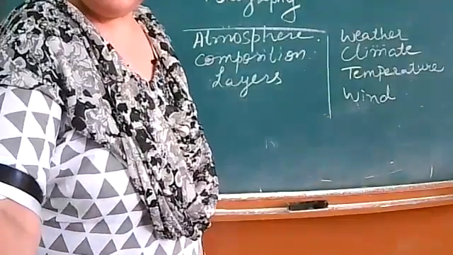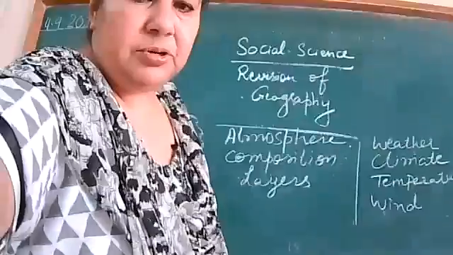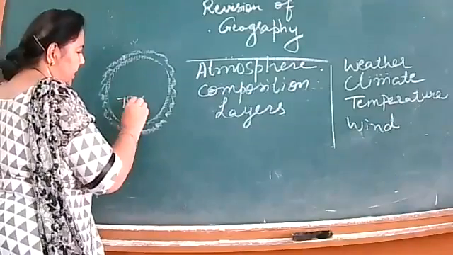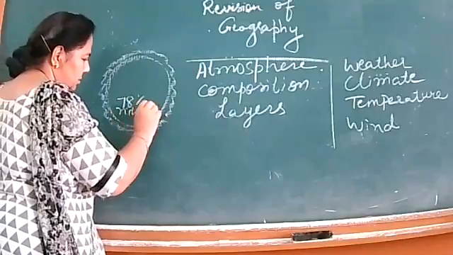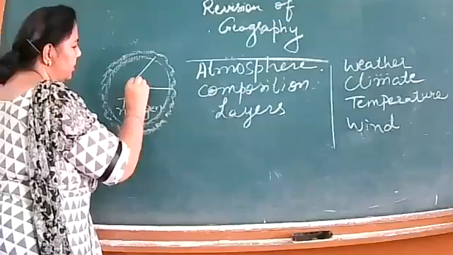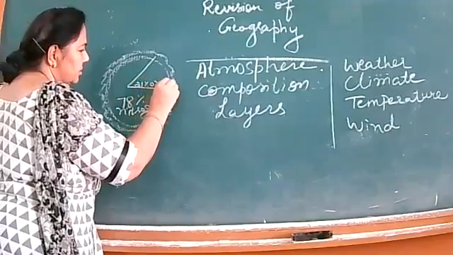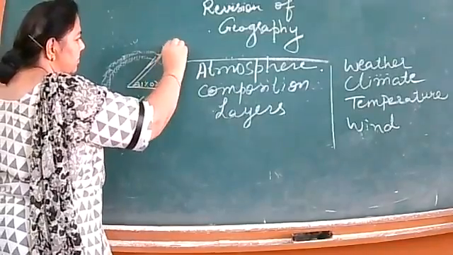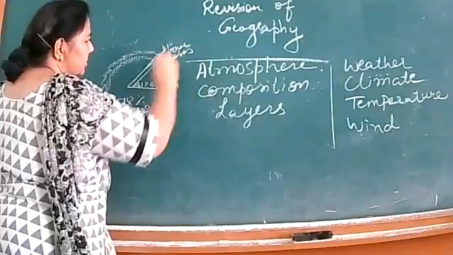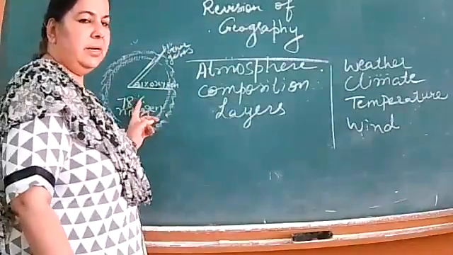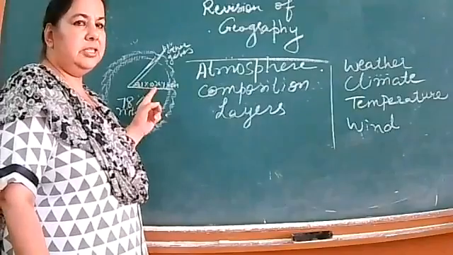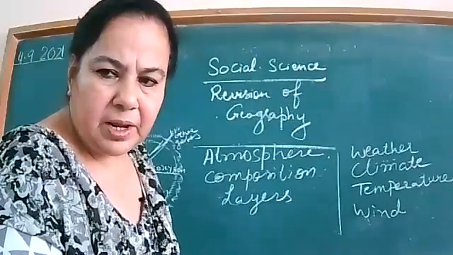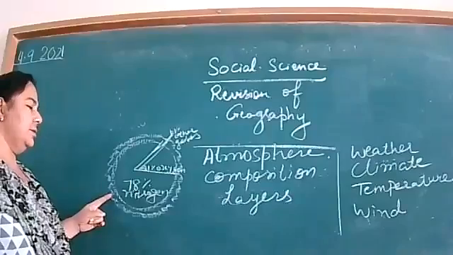Next is composition of atmosphere. So first of all, 78% nitrogen, 21% oxygen, 1% other gases. 78% nitrogen, 21% oxygen, and 1% other gases. So this is about the composition of atmosphere.